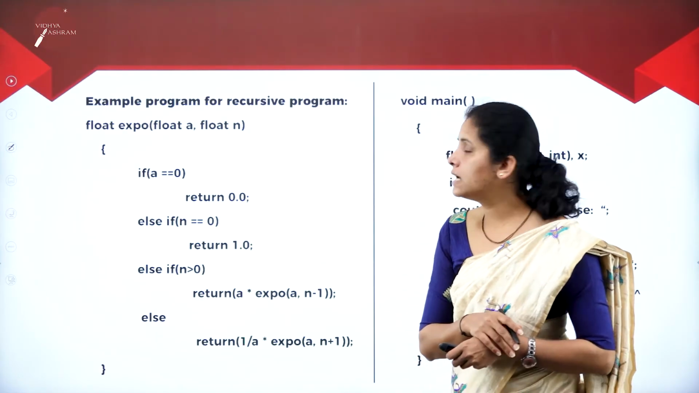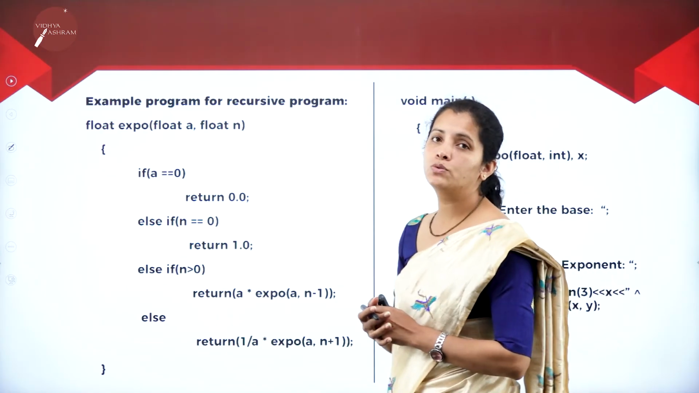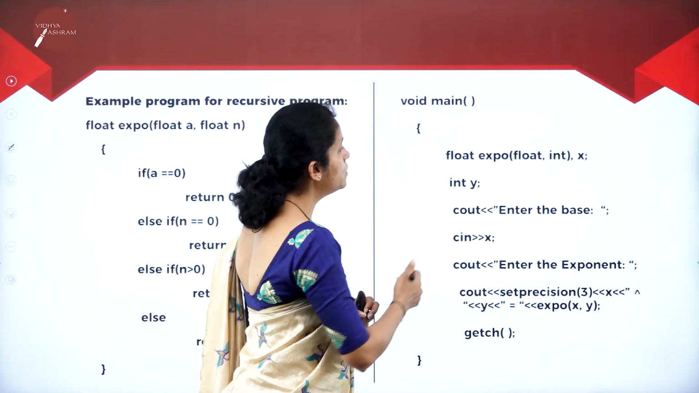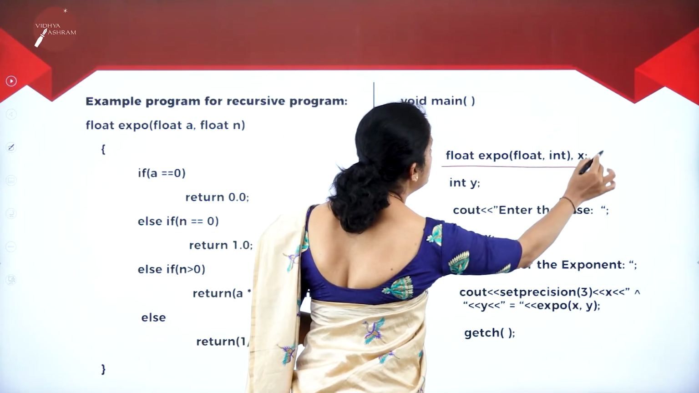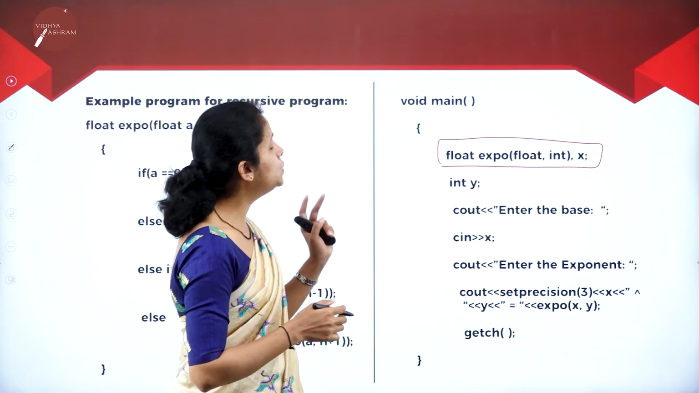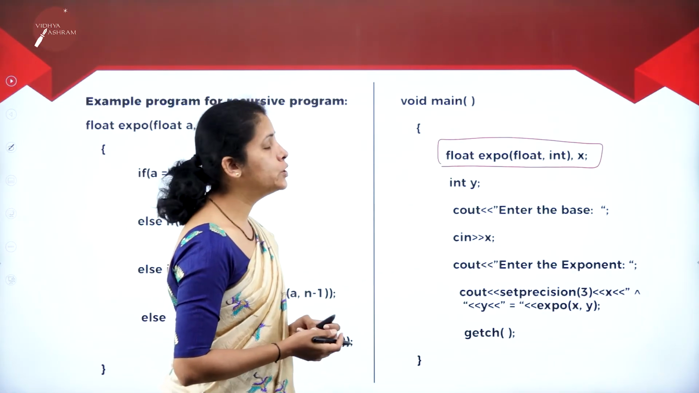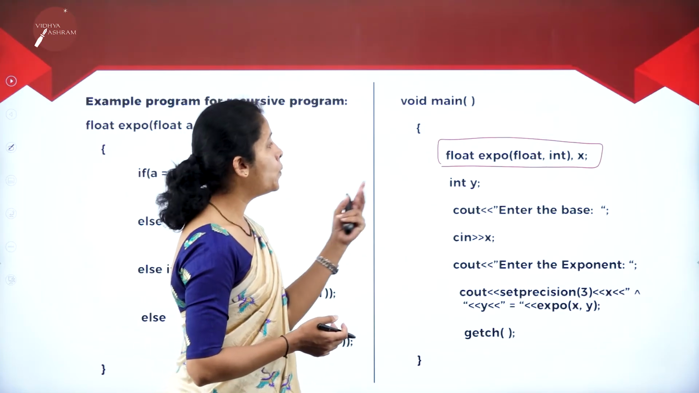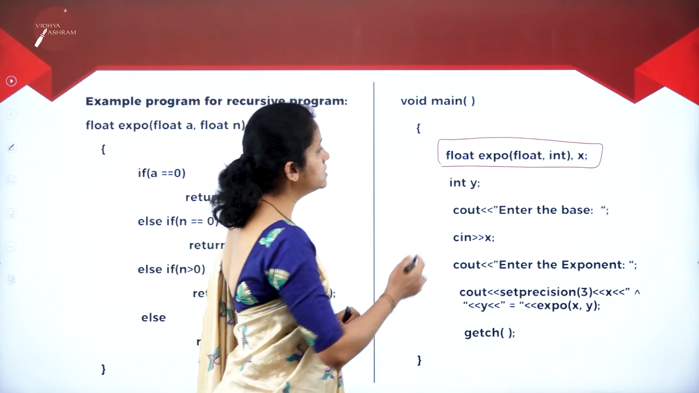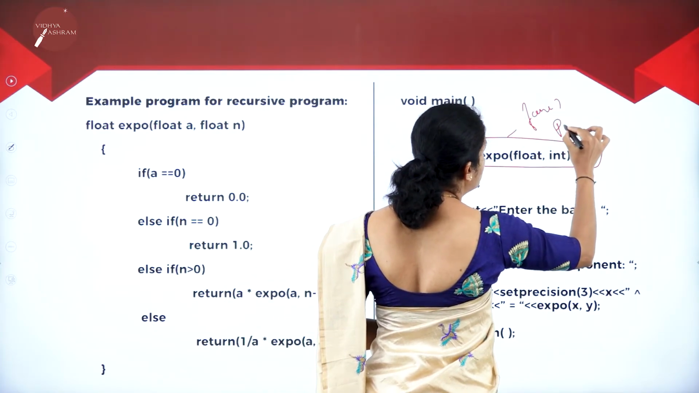Now let me consider a simple example. This is a simple program used to find the exponent of a given number. My function name here is expo, and it takes two arguments, a float and an integer, and it returns a value, for that reason it is floating point. This is nothing but my function prototype.